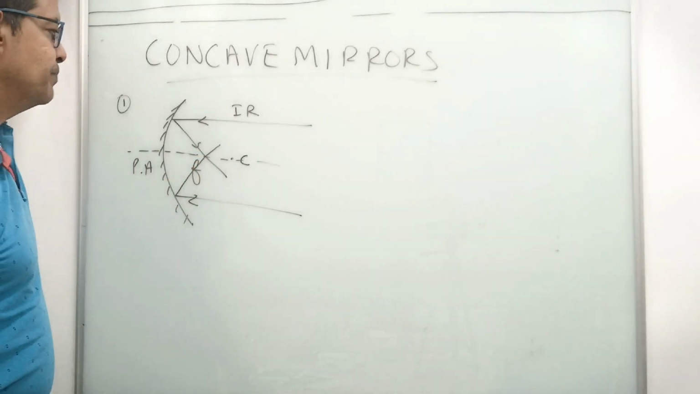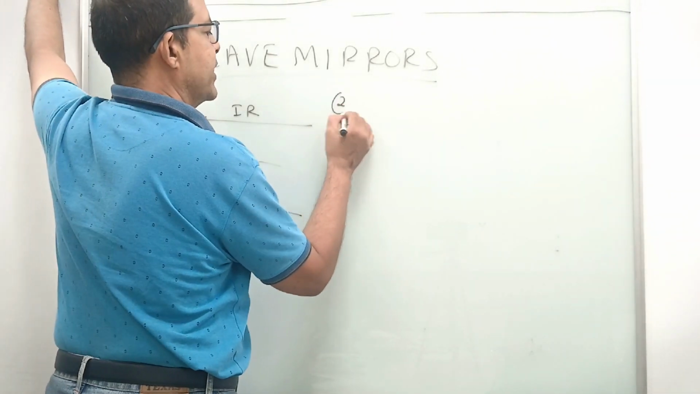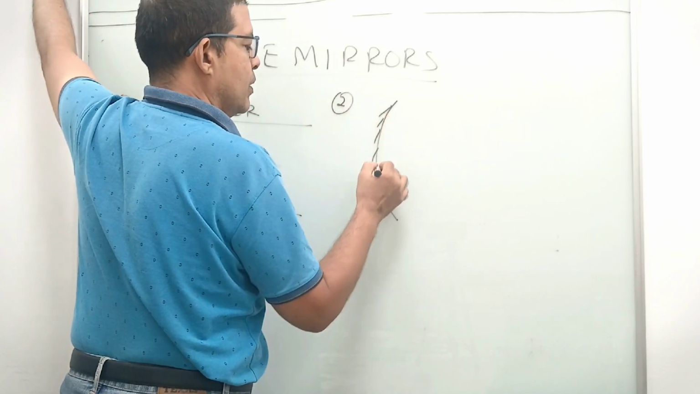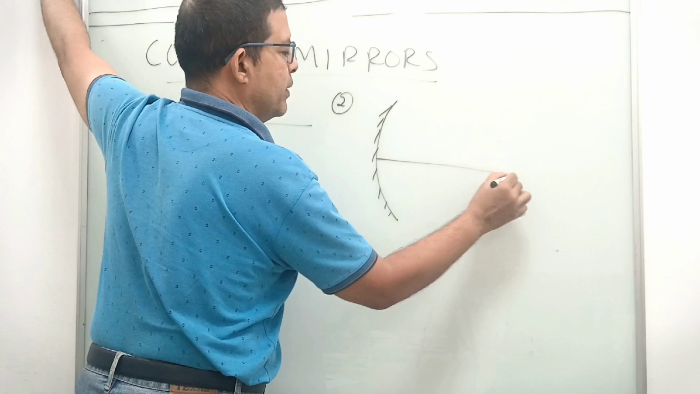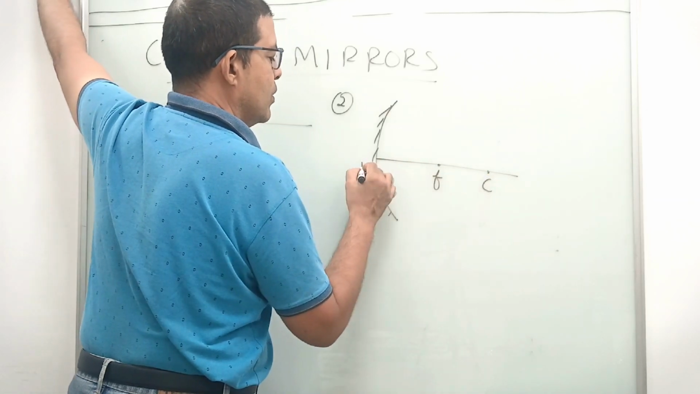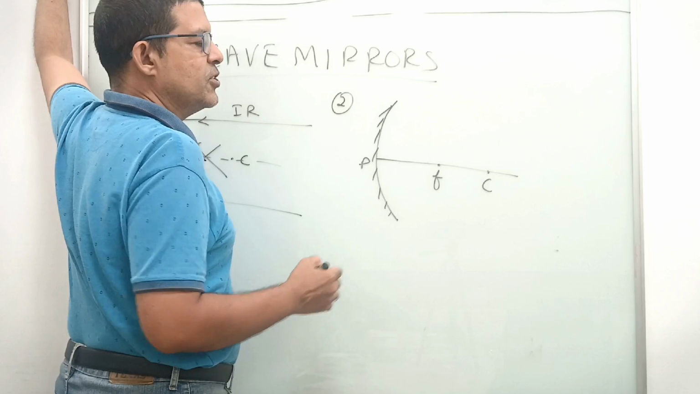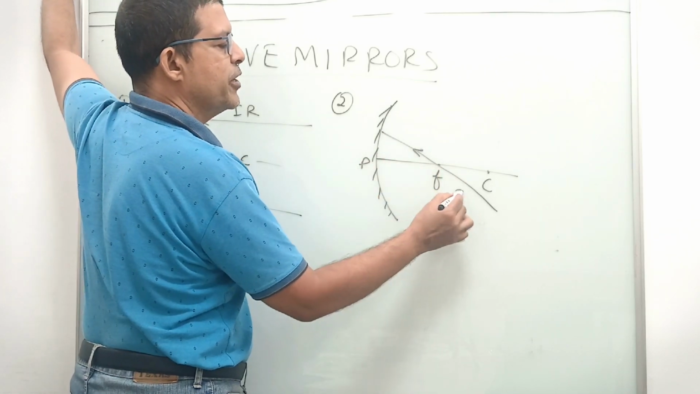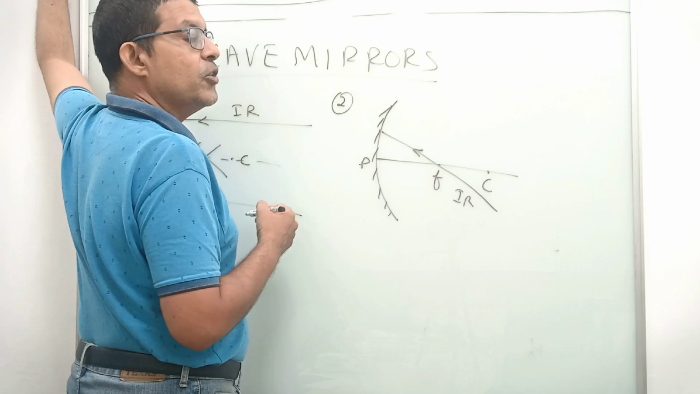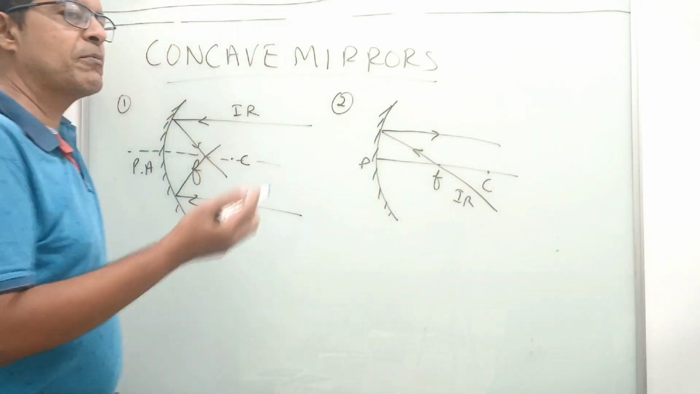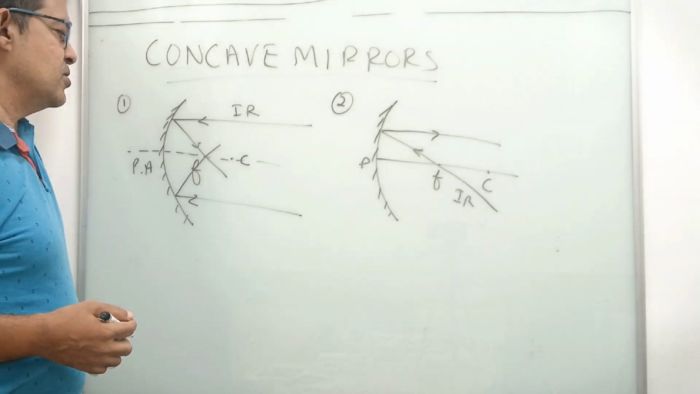The second rule states that if the ray of light passes through the focus, this is the incident ray, then it will reflect back parallel to the principal axis. It will reflect back parallel to the principal axis.